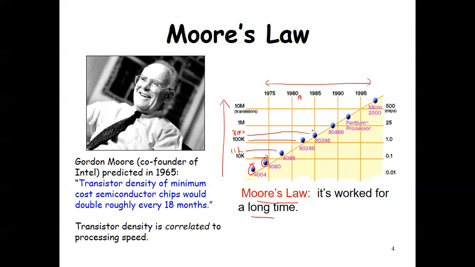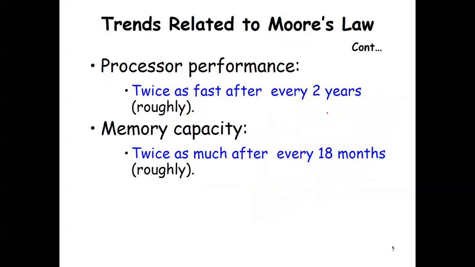So the point is that the number of transistors we use actually doubles roughly every 2 years. This is what Moore's law states. The performance of the processor will double roughly every 2 years, and the memory capacity will double roughly every 18 months.